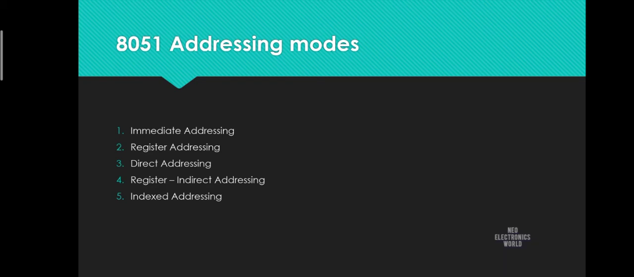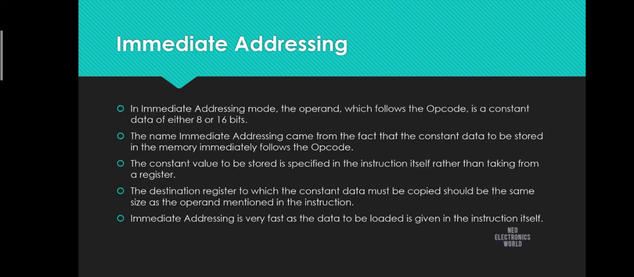Majorly we can see 5 types, that is immediate, register, direct, register indirect, and indexed addressing. Let's discuss each and every one. First of all, immediate addressing.